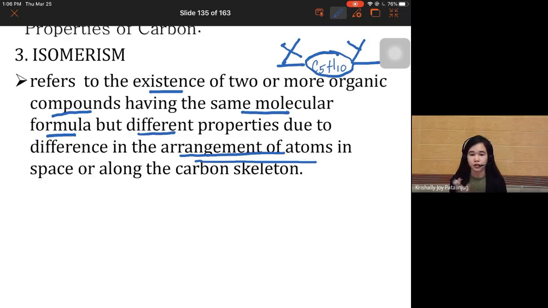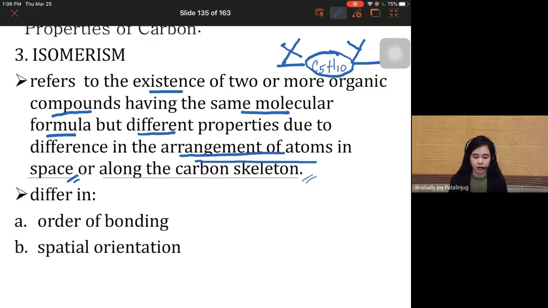Paano yung 3D arrangement ng atoms? Okay, so dun sila nagkakaiba. Specifically, they differ on the arrangement of atoms based on spatial orientation, yung 3D arrangement, or they differ on the arrangement of atoms based on the order of bonding in the carbon skeleton. Okay? That is why, in general, we have two classifications ng isomerism. Again, yung highlight sa isomerism, they differ in the structure.